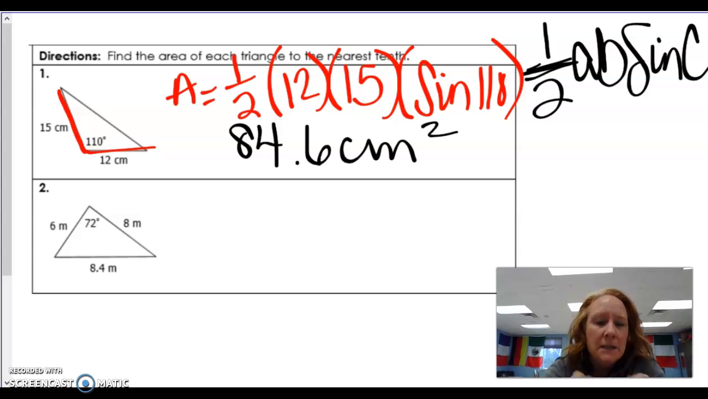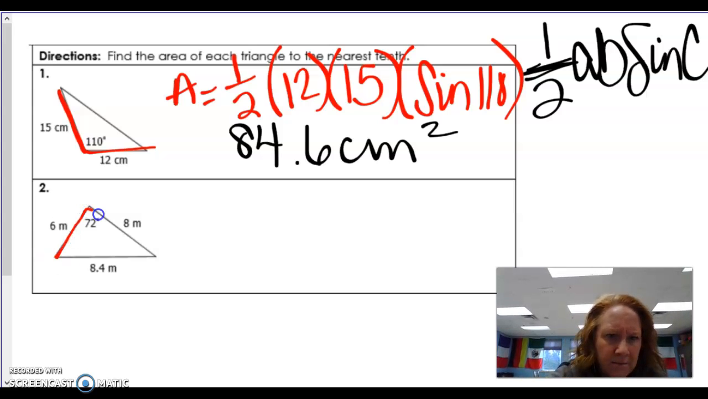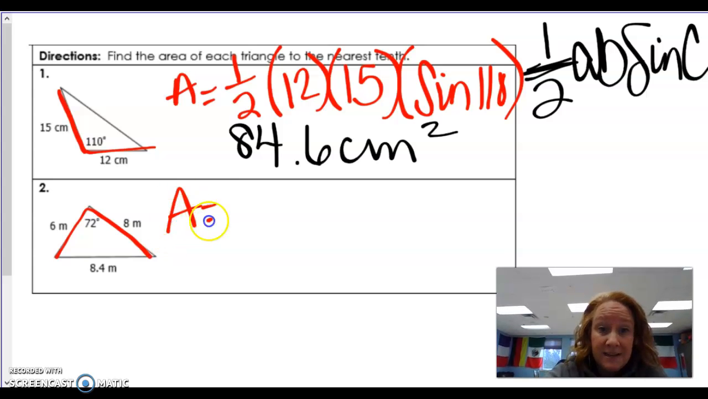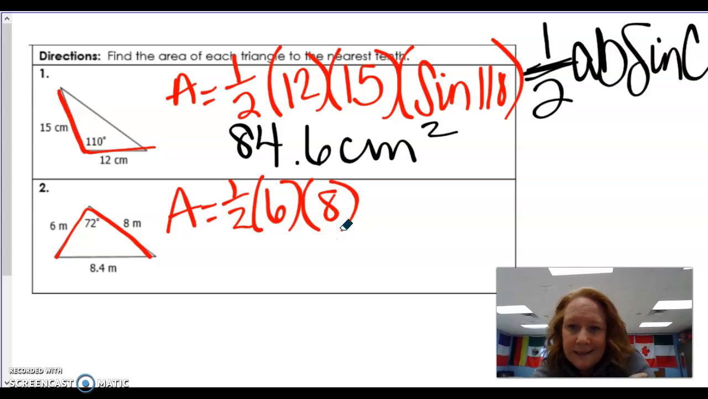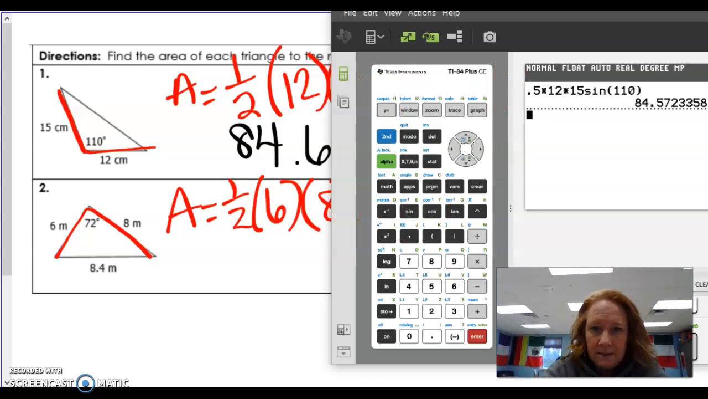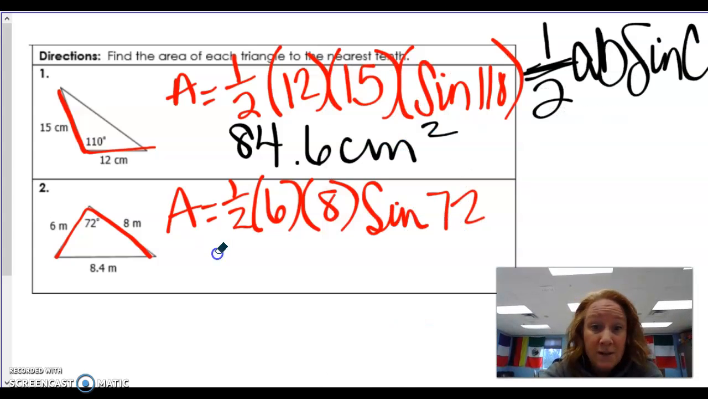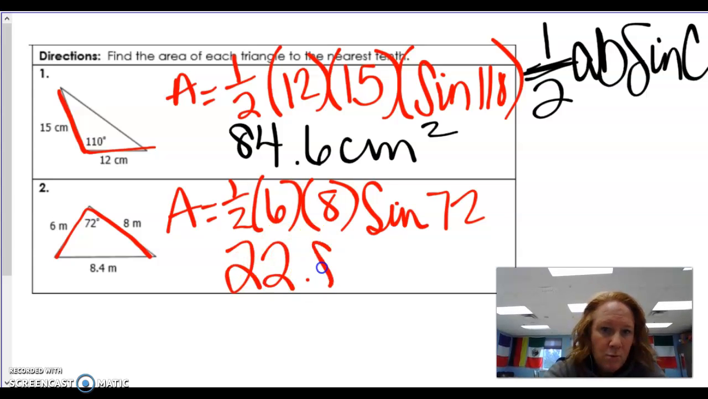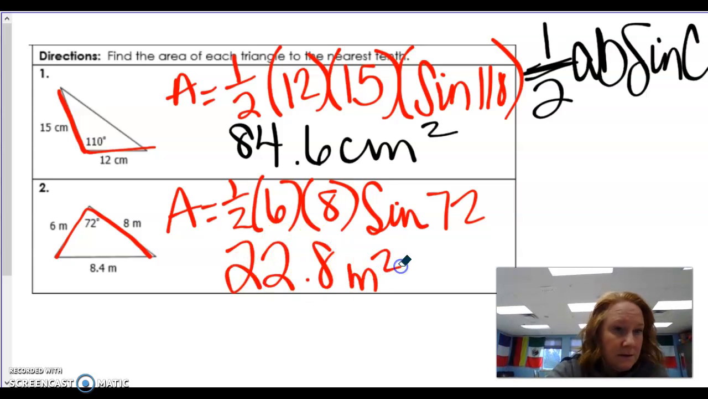Oh my gosh, is this not fun? Oh, what do I use on this one? I want this one and this one. So my area equals 1/2, 6, 8. I could do 6 or 8, 8 or 6. Doesn't matter, the commutative property says you can multiply in any order. Sine of 72. All right, so I'm just going to type in 3 because half of 6 is 3, times 8, and you only take half of one of the things. And sine 72. 22.8 meters squared.